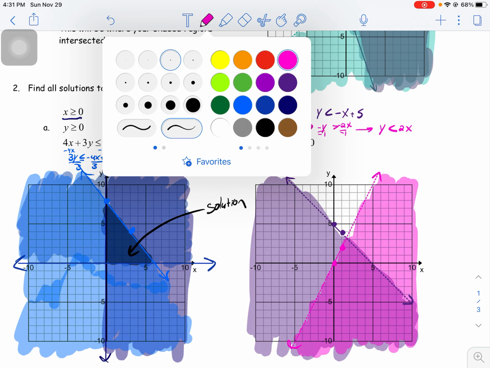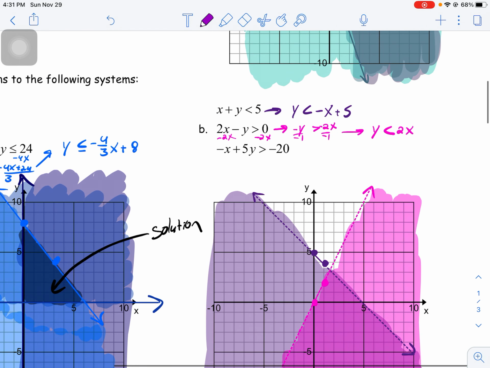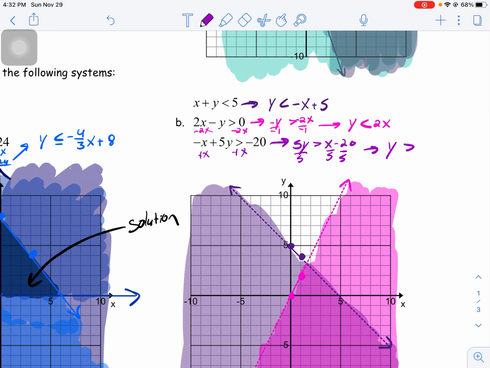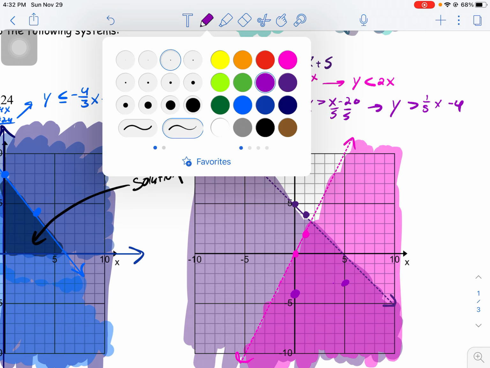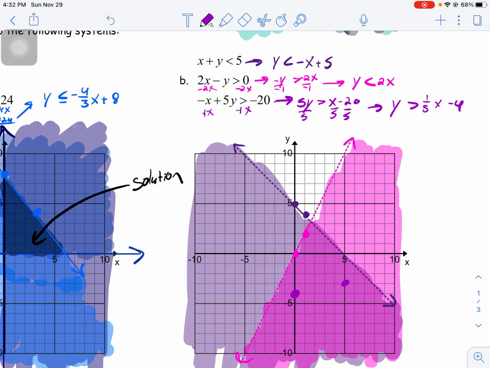We have one more graph to graph on here, and when we add x to both sides, it becomes 5y is greater than x minus 20. Divide everything by 5, and you get y is greater than 1/5 x minus 4. So minus 4 would be here. Up 1 to the right 5. 1, 2, 3, 4, 5 would be here. Again, it's another dashed line. No equal to sign. So we're like this, and then we're down through like this.